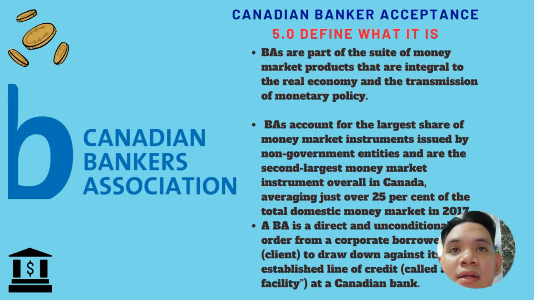A banker acceptance is a direct and unconditional order for a corporate borrower to draw down against its established line of credit, called a banker acceptance facility, at a Canadian bank. Once the drawdown occurs, the accepting or lending bank guarantees the principal and interest by stamping the paper, thus becoming fully liable for the payment upon maturity in case of non-payment by the underlying corporate borrower.